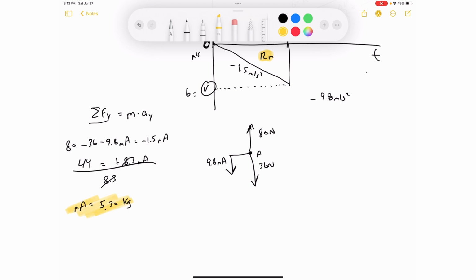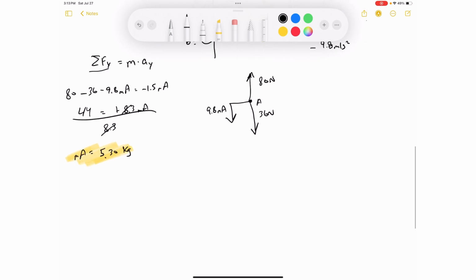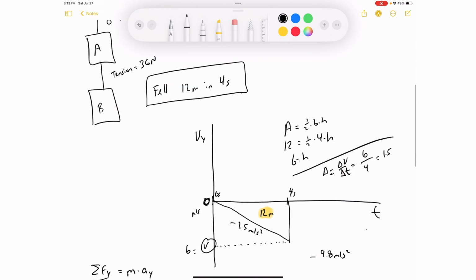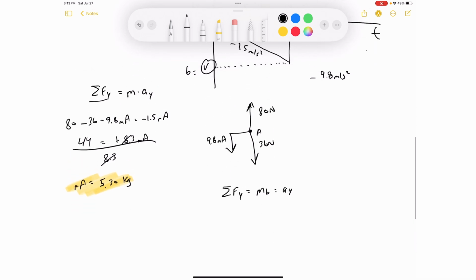Okay, let's color this. Okay, that looks pretty cool. Now let's do B. So the sum of the forces in Y equals the mass. Here we're actually looking for the mass of B times the acceleration in the Y direction. Okay, so let's do a diagram of B as well too. So this is B. Something is going up, something's going down.